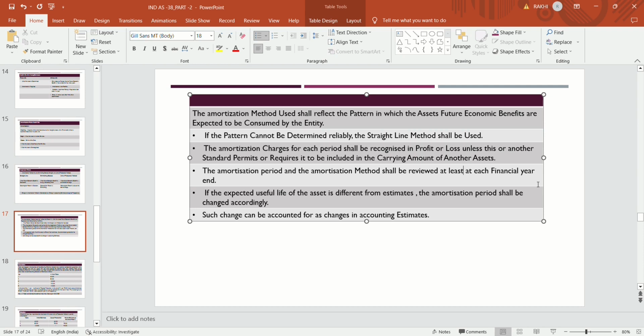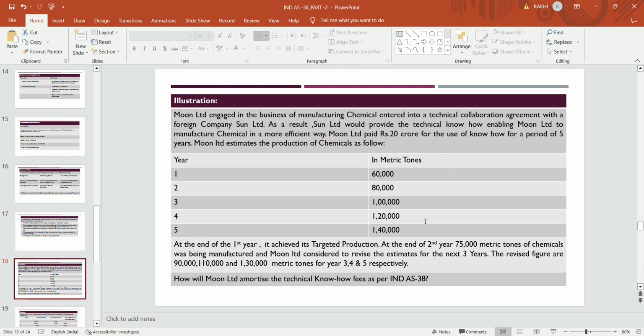If there is any change in the useful life of the asset or the method applied, all the changes are accounted for as a change in estimate and not a change in policy. This is to be explained via example.